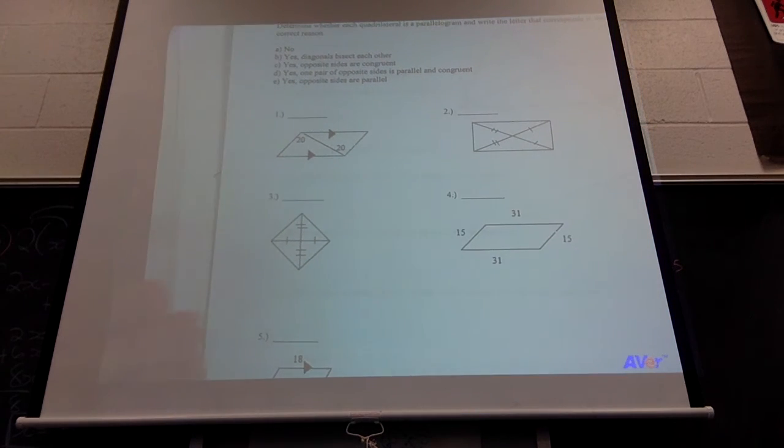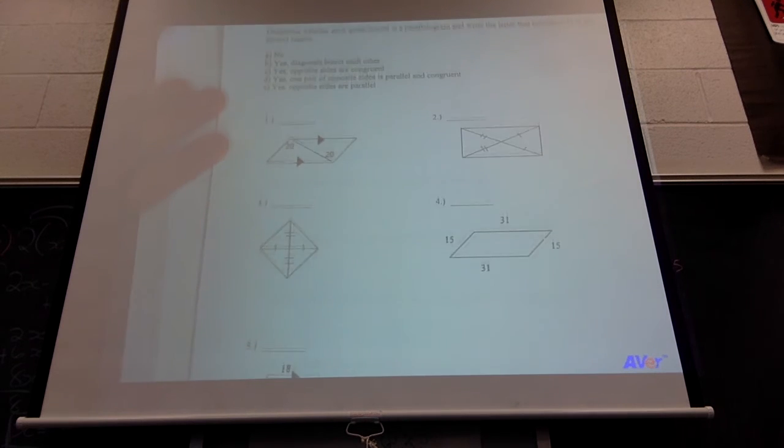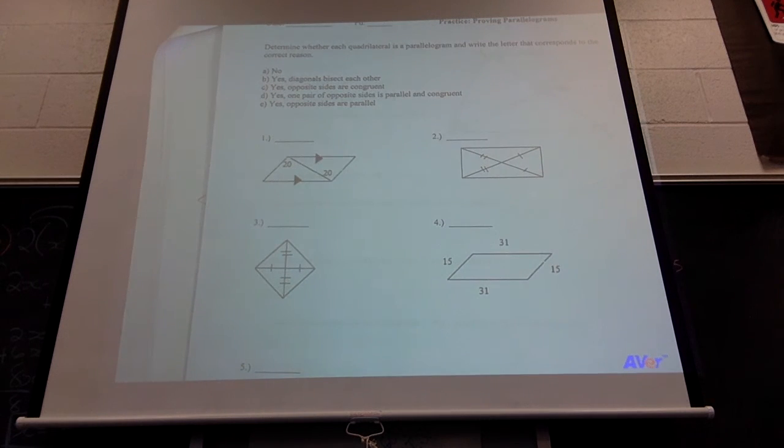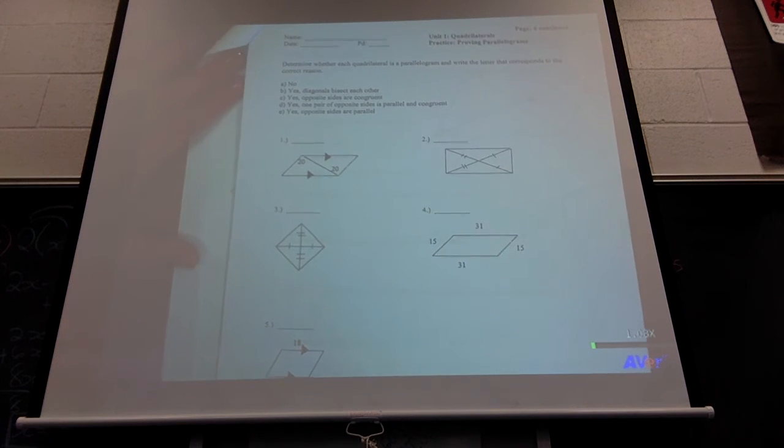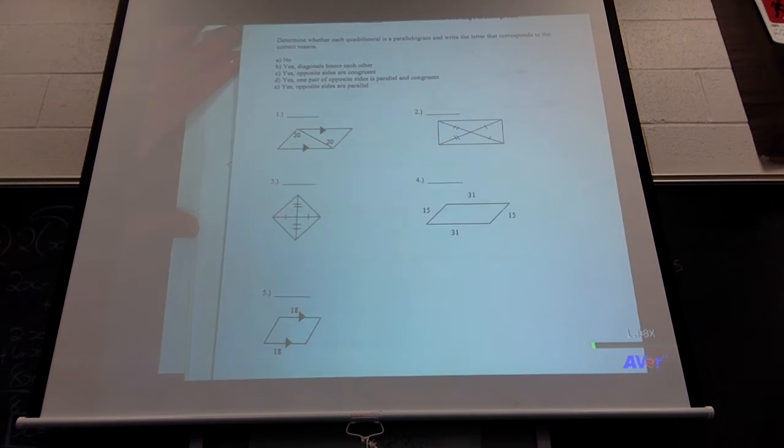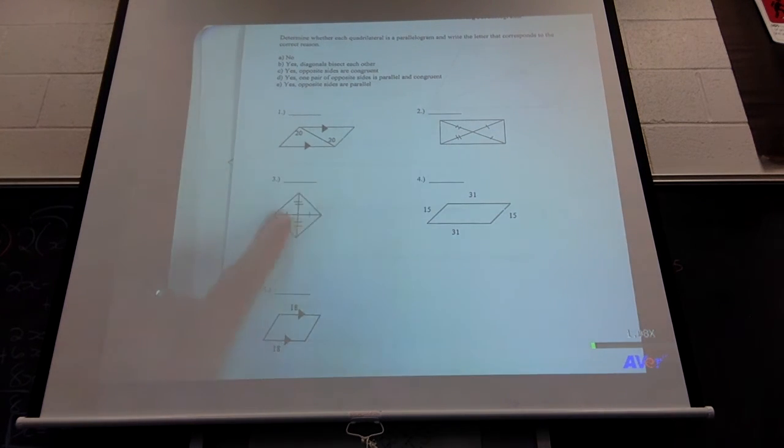Okay. Here are the examples. We have 5 different images. It says determine whether each quadrilateral is a parallelogram and write the letter that corresponds to the correct reason. Okay, so we're looking at each picture here and identifying if that is a parallelogram, yes or no, and then we want the reason for that.